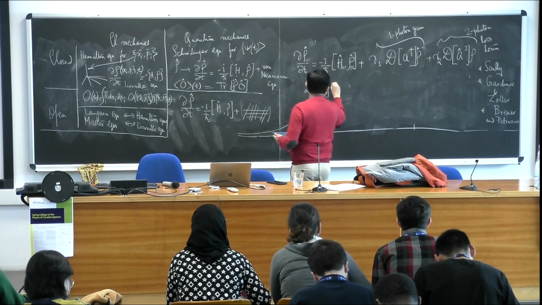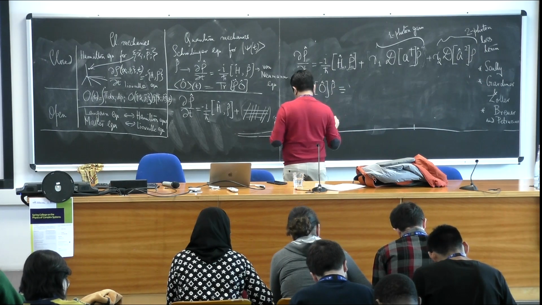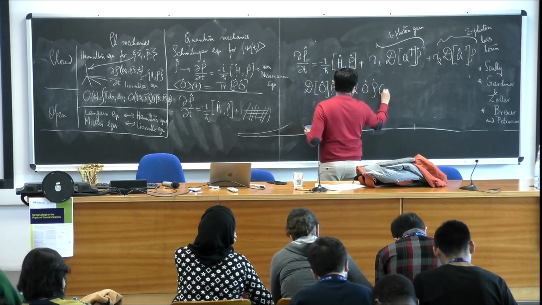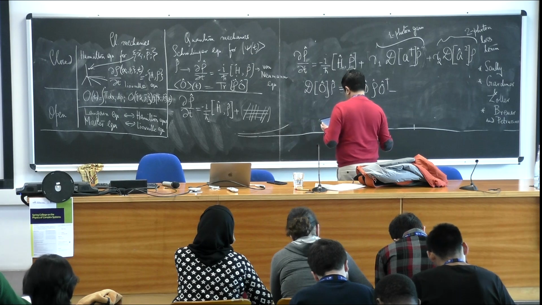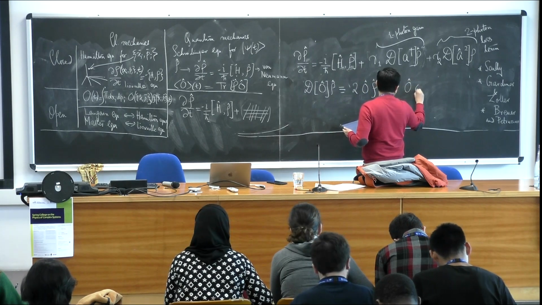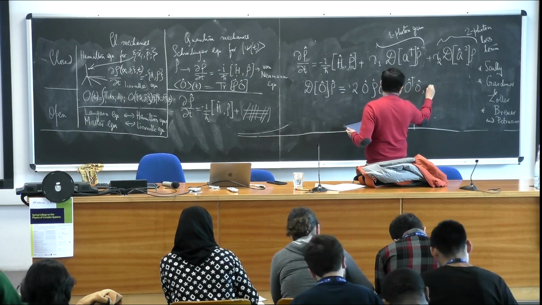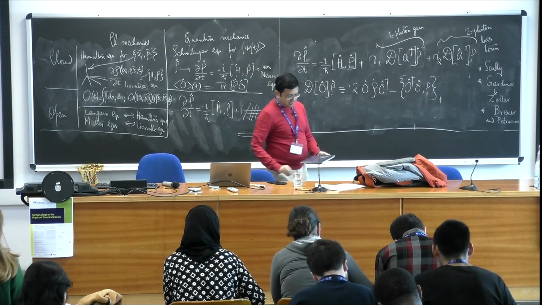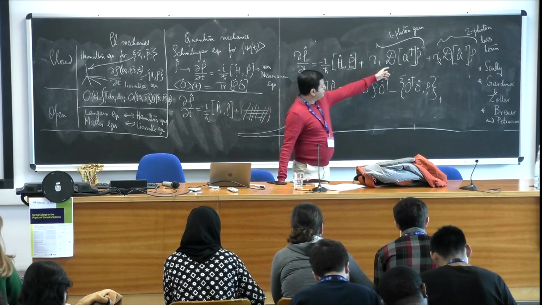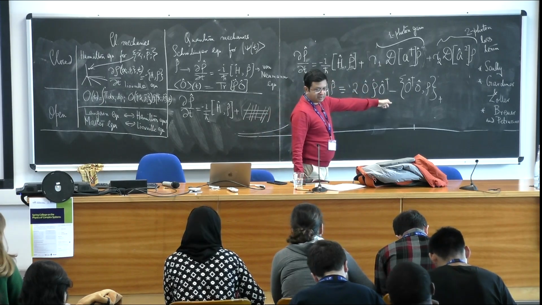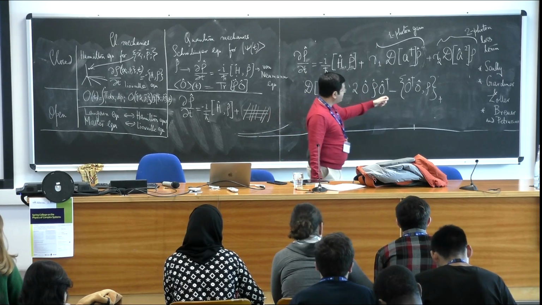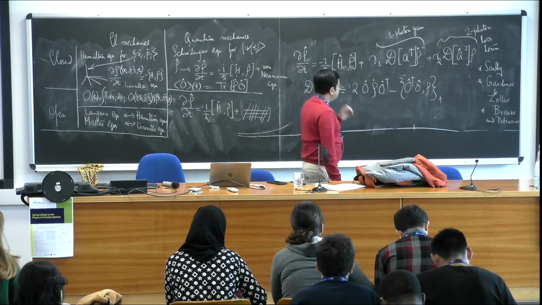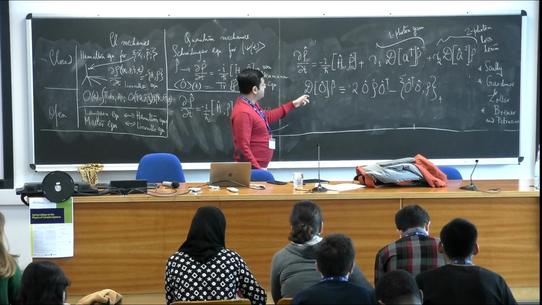So D of O acting on rho is by definition 2 O rho O dagger minus the anti-commutator. This is just a shorthand for writing 2 O rho O dagger minus the anti-commutator of O dagger O with rho. First let us see why I need this term.